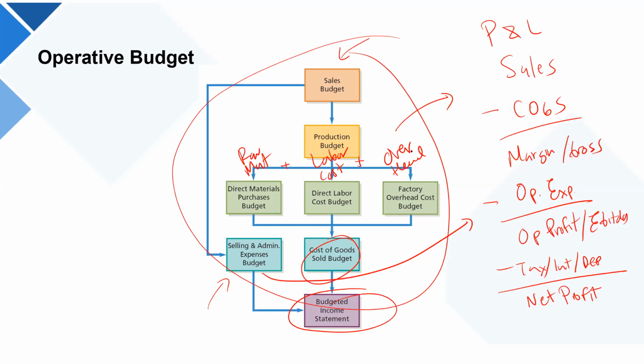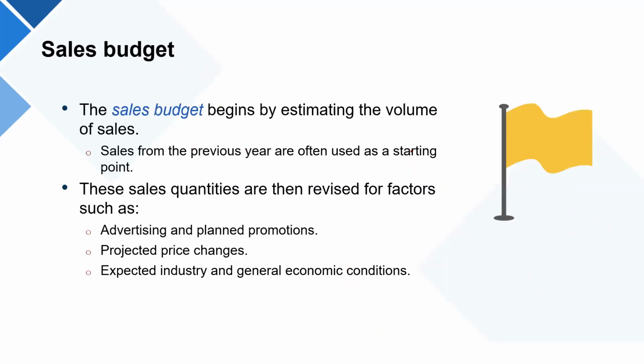Okay, so that's the general picture of what we are going to be reviewing. Now let's start seeing each budget individually. We're going to start with the sales budget, and the sales budget begins by estimating the volume of sales. So you start with a volume of sales, and from that you evaluate that volume of sales.